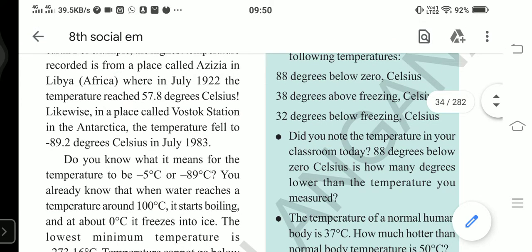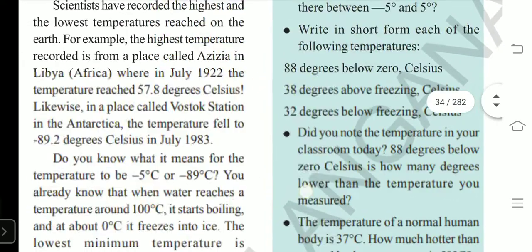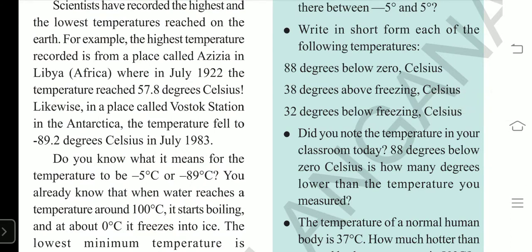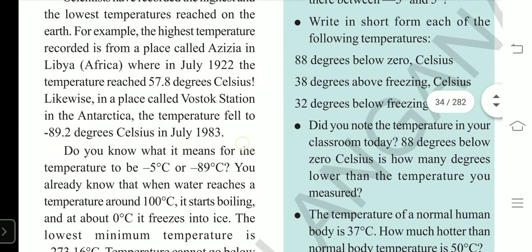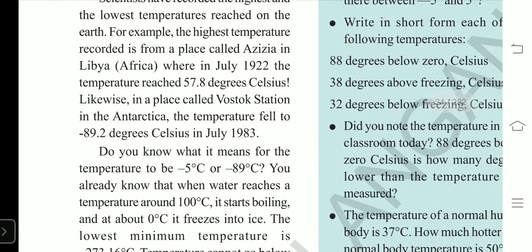Next, the lowest temperature also recorded. The lowest temperature of the world is at Vostok. Vostok is a scientific observatory in Antarctica. There the temperature recorded is minus, my dear students, look here, minus 89.2 degrees Celsius. This was in July 1983, it was recorded, that is minus 89.2.